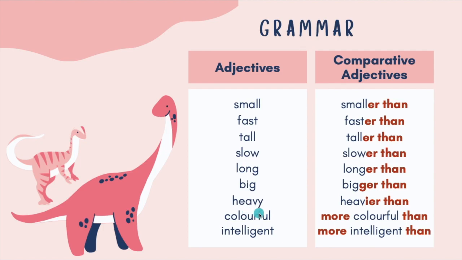Next, the word heavy. Heavy is spelled with the letter Y. You need to get rid of the letter Y and replace it with IER followed by the word than. So, heavy will become heavier than.